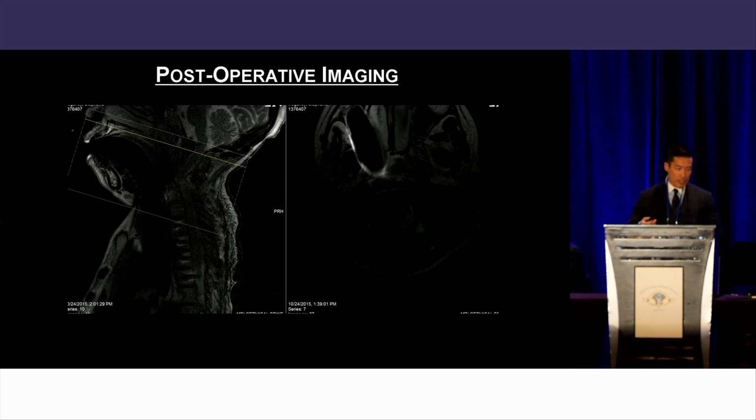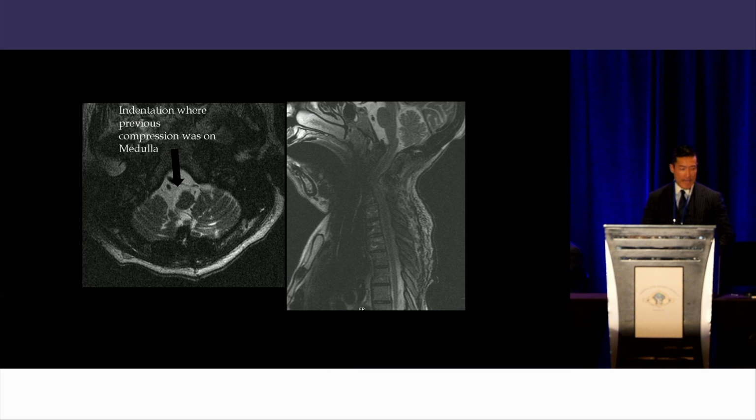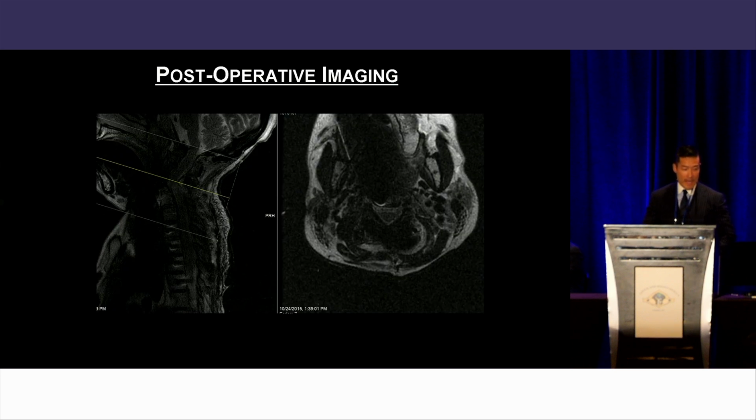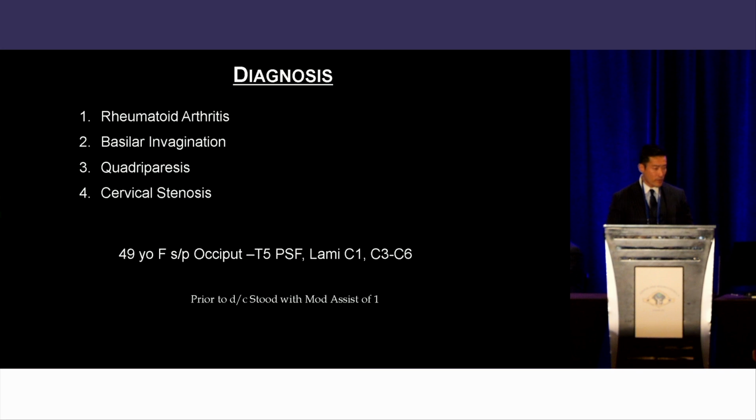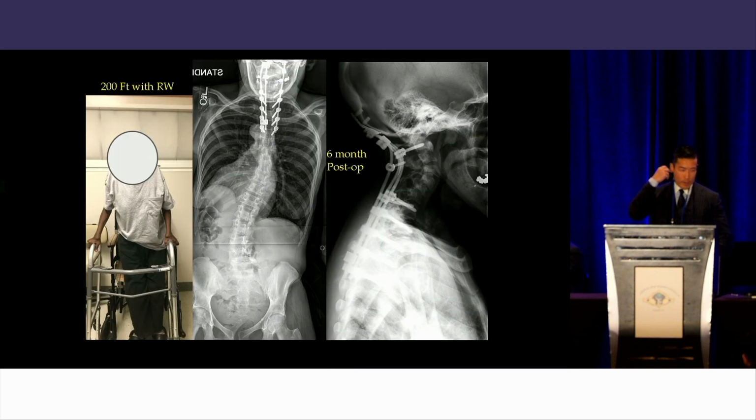We were able to bring the odontoid down about 1.5 centimeters. And you can see here on the axial images, the prior area where there was an imprint on the medulla was now free and clear, and the patient had improved significantly neurologically. Subaxial decompression was also performed, with a good decompression for the subaxial central spinal cord compression. And this is the patient at 6 months walking with a rolling walker and regaining her neurologic function.